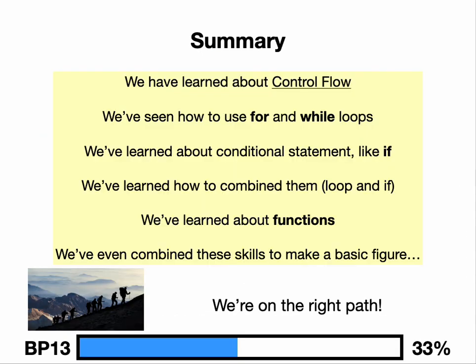And more or less that's it for the part of the lecture about control flow. So we've learned about control flow. We've seen how to use for and while loops. We've learned about conditional statements like if or while. And we've learned how to combine these things together. You also learned about functions now, and we've even been combining these skills to make basic or not so basic figures. So we're on the right path, reaching half of the lecture.